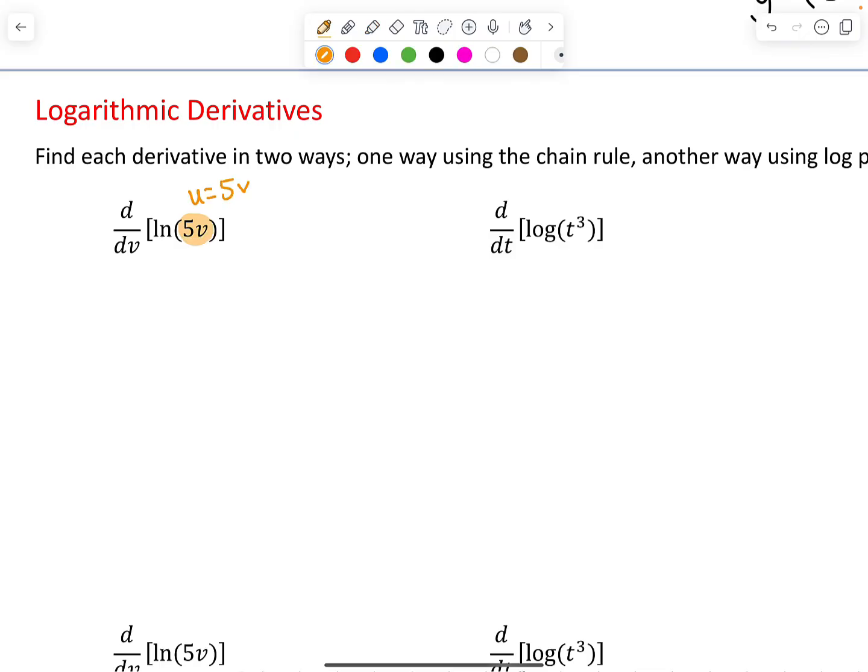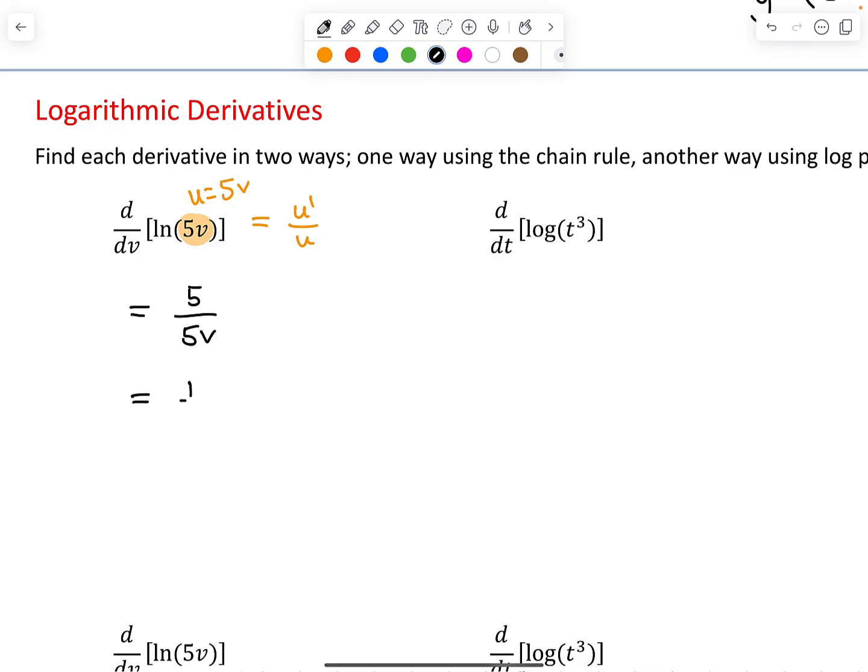To keep u's and v's separate, make sure that you write your u's with a tail and your v's without a tail. Our formula for natural log of u is u prime over u. So we ought to get the derivative of 5v, which is just 5, with v as the independent variable, over the argument 5v.